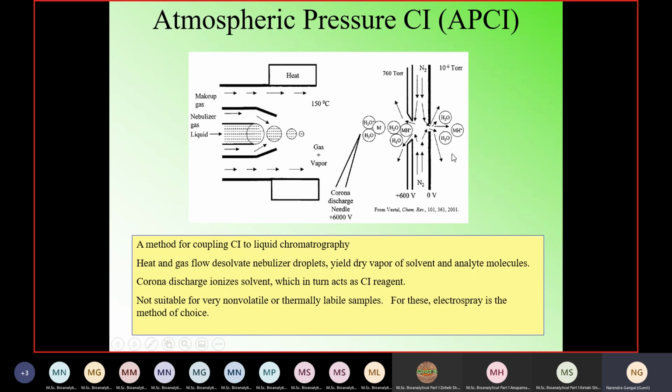This portion also is maintained at high vacuum, so whatever neutral molecules are there will again go out through the pumping system, whereas the MH plus, which is my ion of interest, goes on. It is not only one lens, only one lens is shown here, there will be a series of lenses here which will collimate my beam and take it to my mass analyzer portion. So this is basically the ion exit cone. Clear? Okay, sir. Yes, sir.